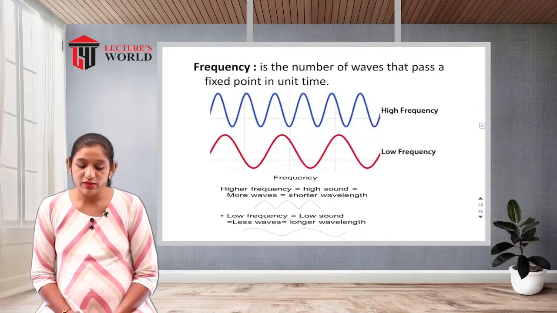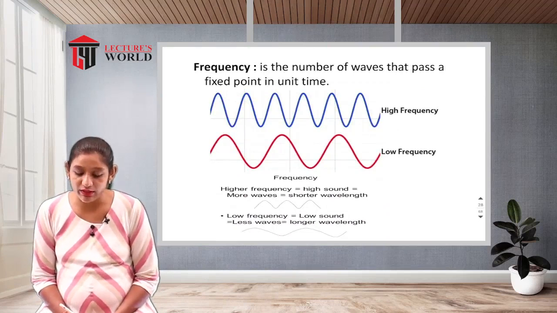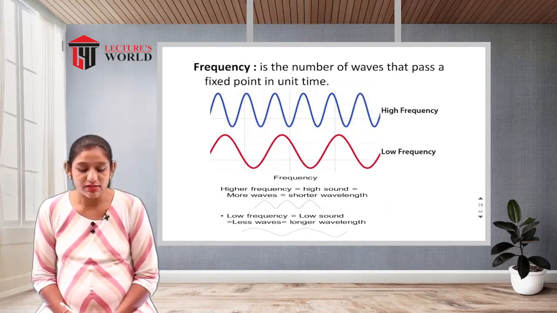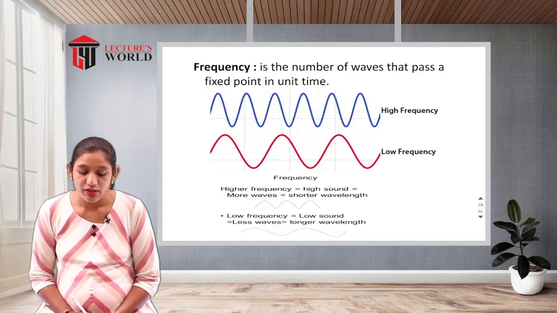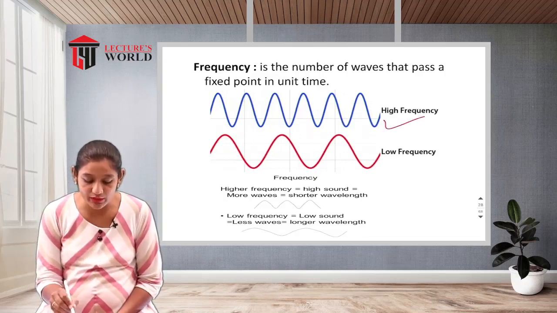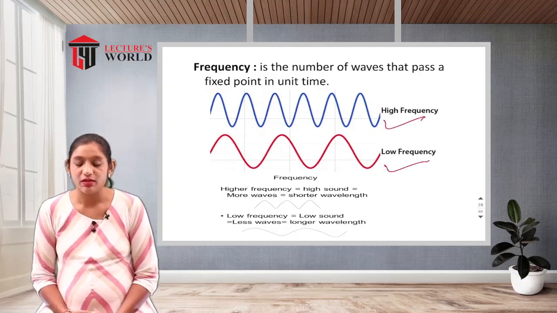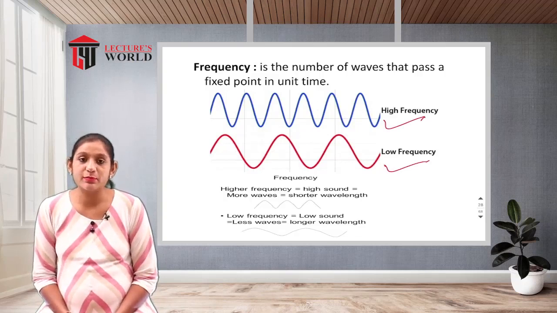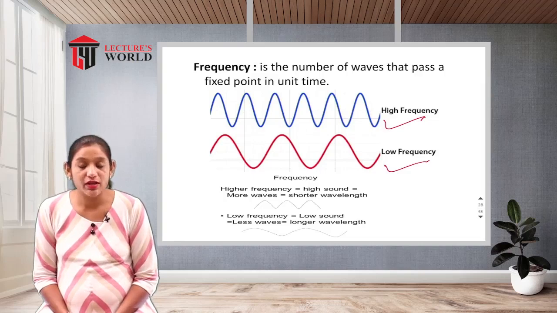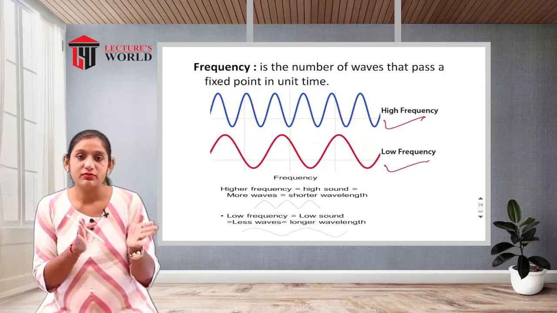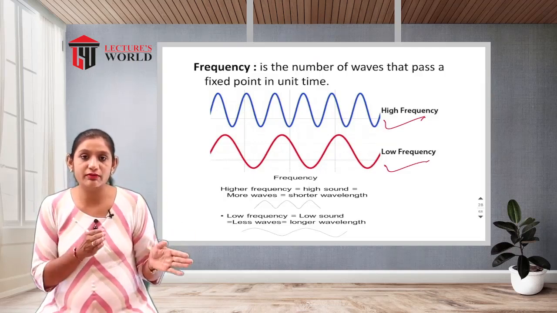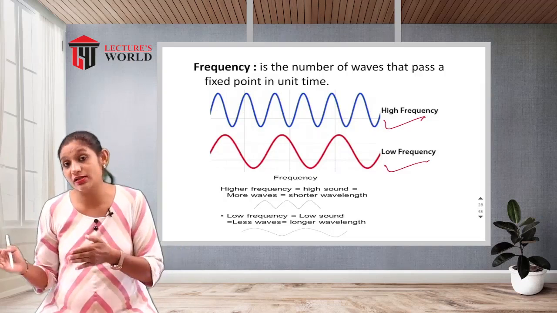Frequency. Frequency is the number of waves that pass a fixed point in unit time. This means that this is the high frequency, this is the low frequency. Frequency always depends on the wavelength, which is the distance between one crest and another crest.